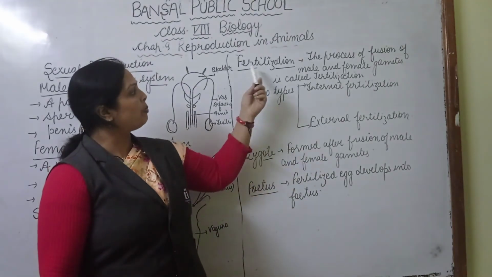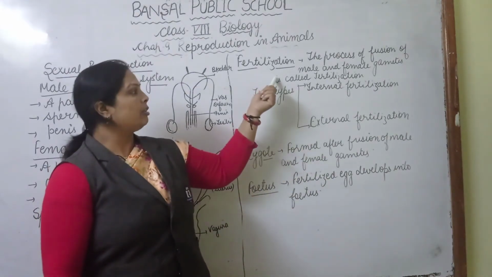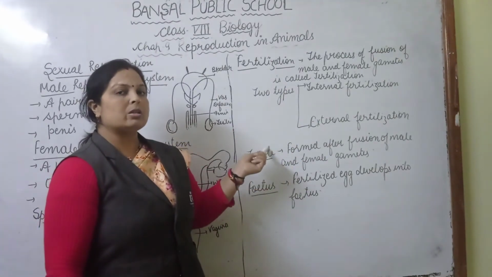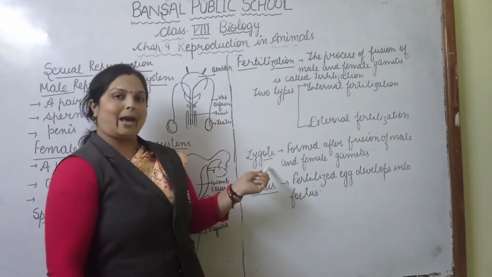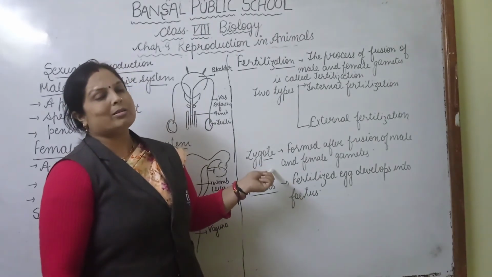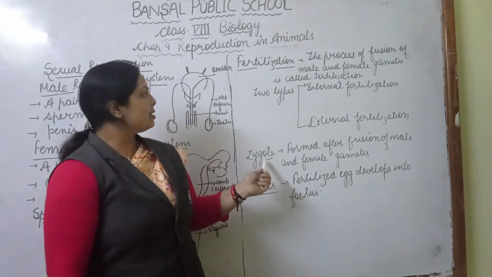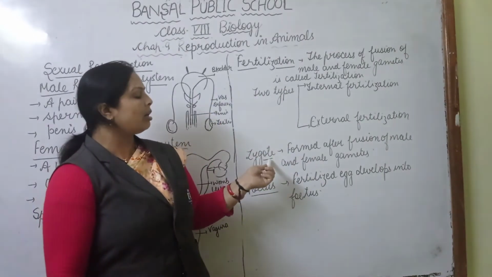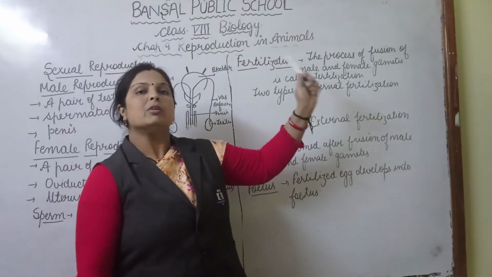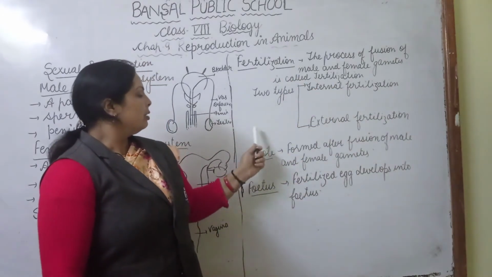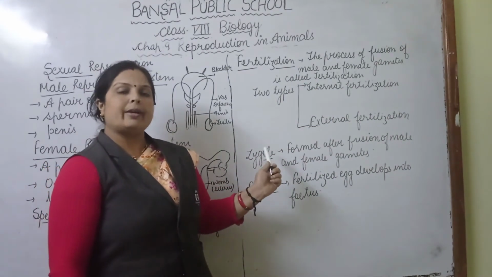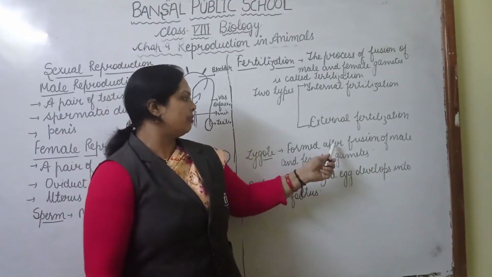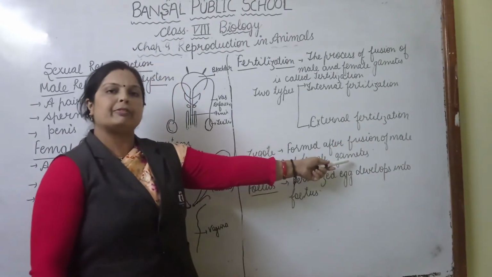What happens after the procedure of fertilization? After fertilization, a zygote is formed. Zygote is also known as a fertilized egg. Clear? A zygote is a diploid cell. It receives half the number of chromosomes from the male gamete and the other half from the female gamete. So we can say that the zygote is a diploid cell, a structure formed after fusion of male and female gametes.